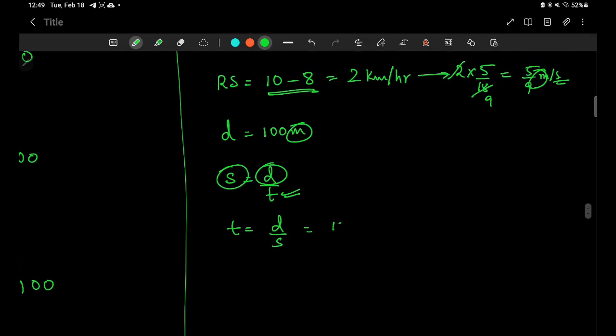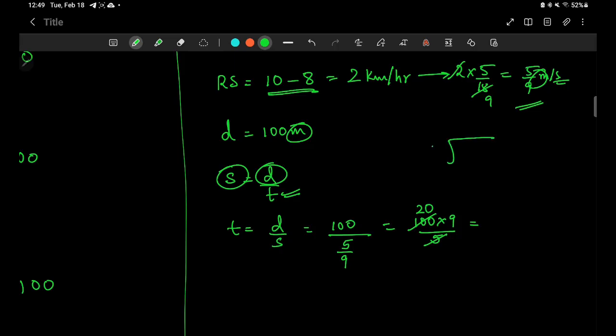Distance is how much? 100 meters. Speed is 5 by 9. So simplifying this, 100 into 9 by 5. 5 ones are 5, 5 twos are 10, 5 zeros are 0. I hope you know this division method. I had taught you earlier.